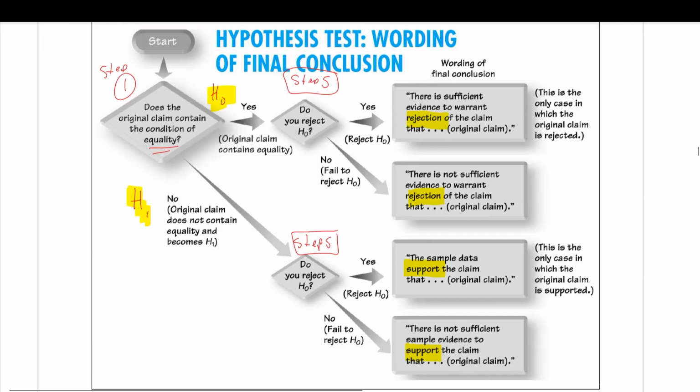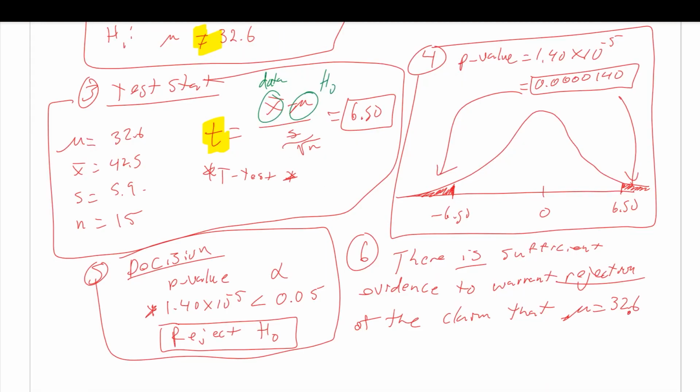All right, and so in our case, the null hypothesis was the claim, so we're going to go in this direction. Did we reject the null hypothesis? Yes. So the wording for the final conclusion is there is sufficient evidence to warrant rejection of the claim that, and then we would just restate the original claim, which in our case was just that mu equals 32.6.